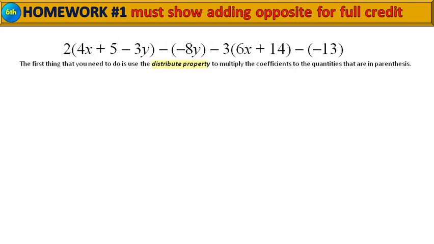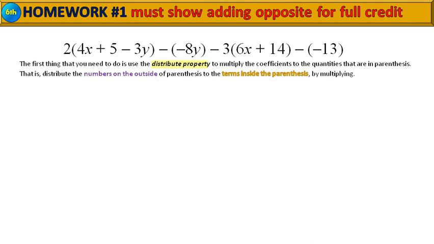The first thing that you need to do is use the distributive property to multiply the coefficients to the quantities that are in parentheses. That is, distribute the numbers on the outside of the parentheses to the terms inside the parentheses by multiplying. I've taken the liberty to color code these in purple and in gold.